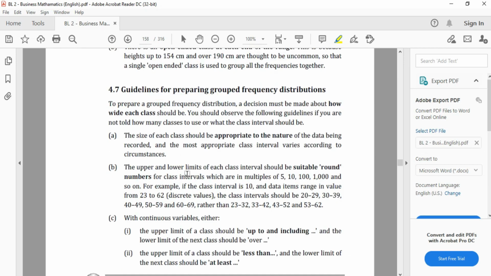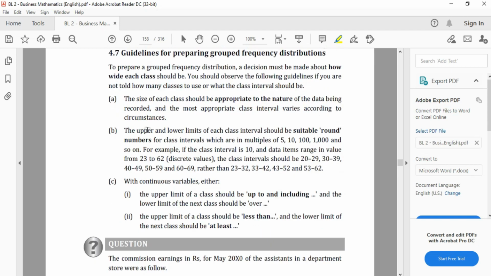So looking at the guidelines for preparing grouped frequency distributions, you have to make sure the size of each class are appropriate to the nature, or have similar nature, right? They are similar in nature. You can't group apples with oranges. Maybe you could group them as fruits, but then you can't mix vegetables. Likewise, it has to have the same nature.